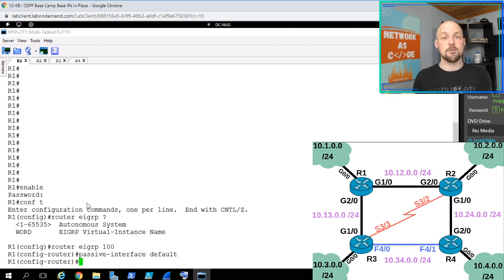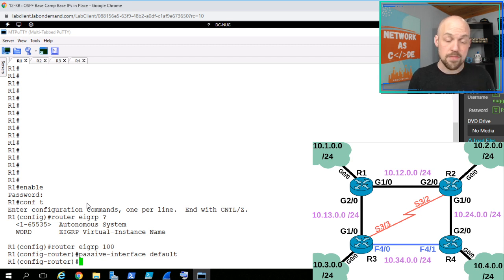So with passive interface, we're still dealing with an active interface. We're still advertising that subnet into the routing process, but we're no longer sending hellos out that interface. So absolutely, using passive-interface default is hopefully something that you'll see out on the network.